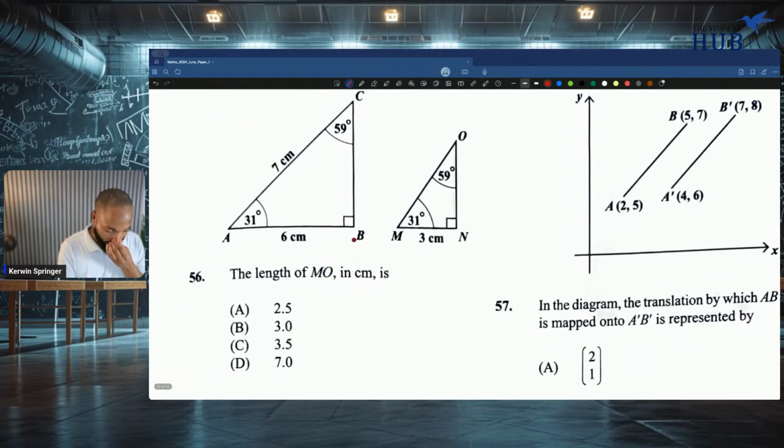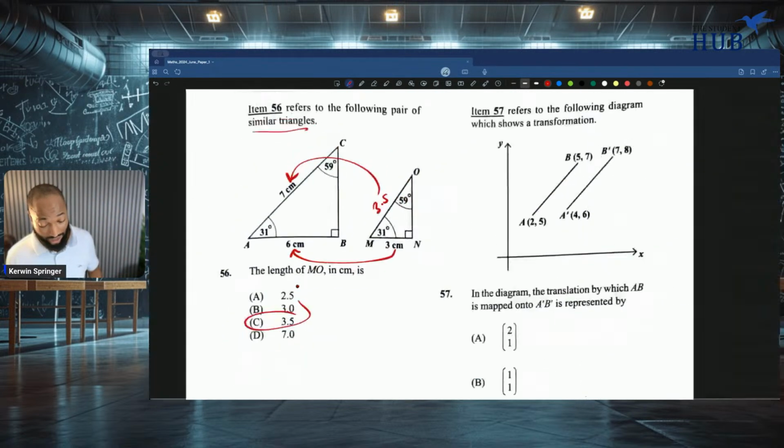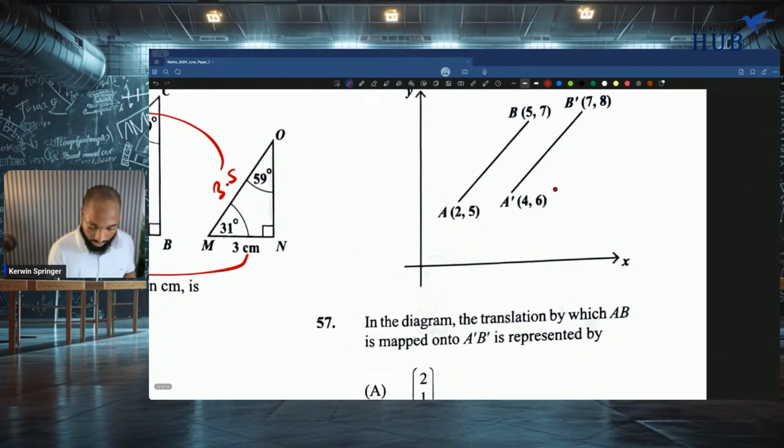The ratio of these sides will be equal. So if this went from 3 to 6, MO will go from half of 7, 3.5, to 7. Some of these questions are so easy it has you second guessing your whole self. Also highly repeated, either 2, 5 to 4, 6.